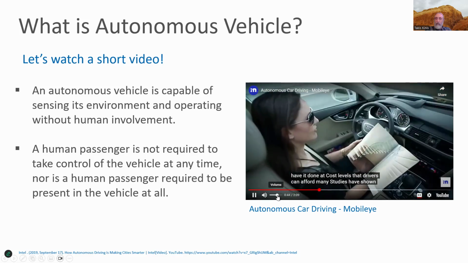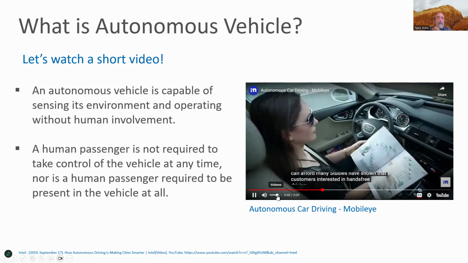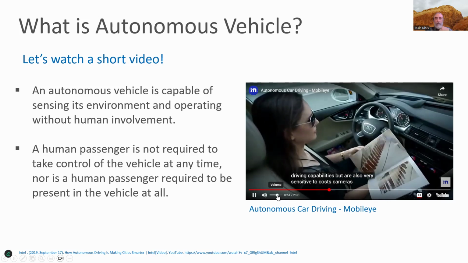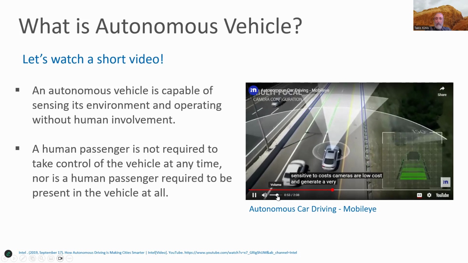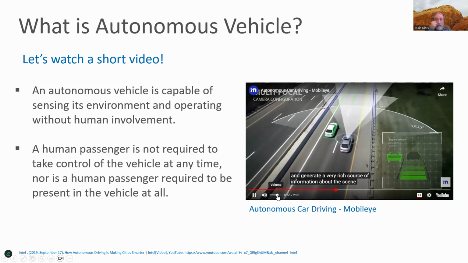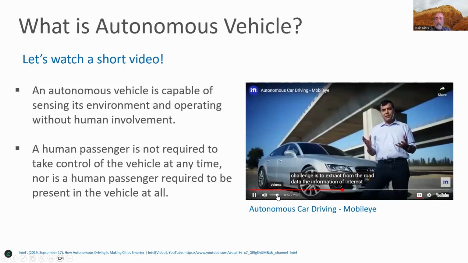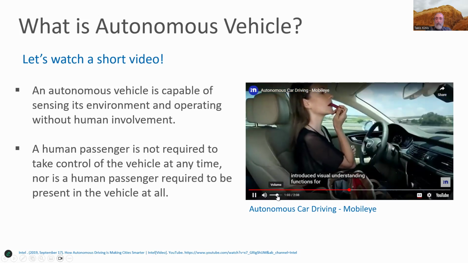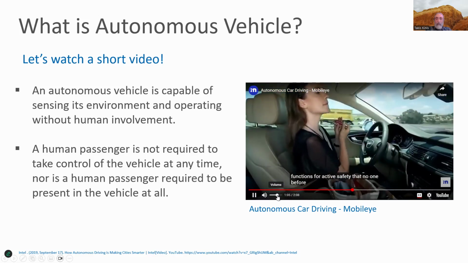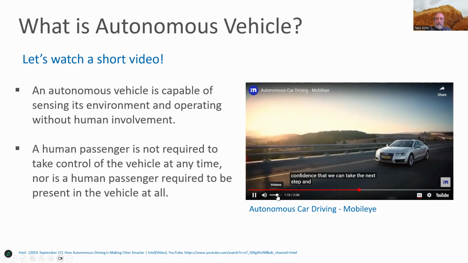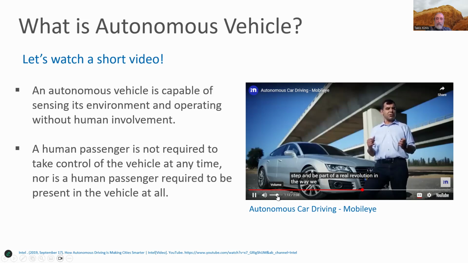Many studies have shown that customers are interested in hands-free driving capabilities, but are also very sensitive to costs. Cameras are low cost and generate a very rich source of information about the scene. The challenge is to extract from the raw data the information of interest, but this is our core competence. We have introduced visual understanding functions for active safety that no one before us managed to do. We have full confidence that we can take the next step and be part of a real revolution in the way we drive.